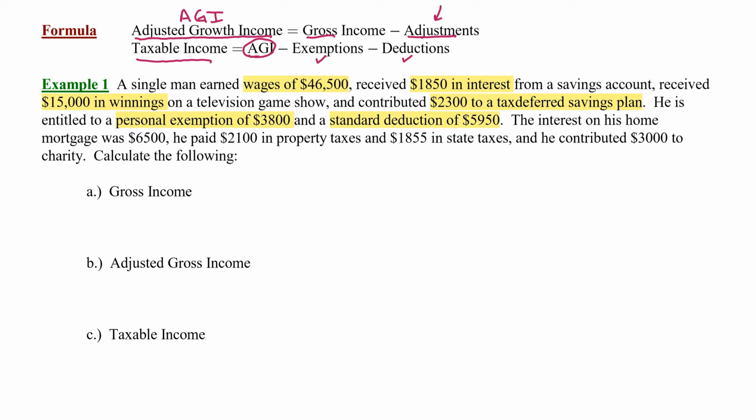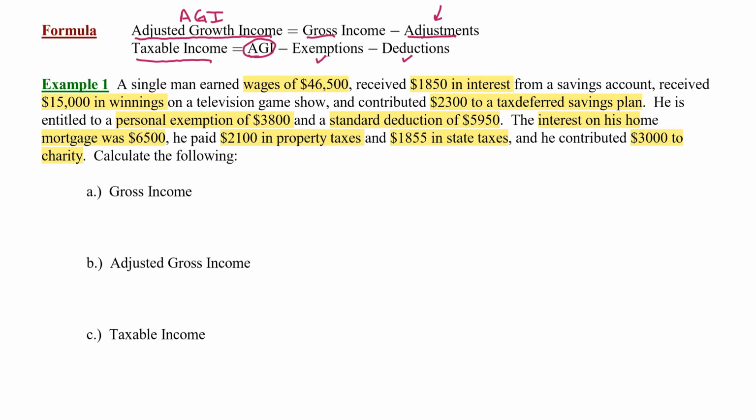The interest on his home mortgage was $6,500. He paid $2,100 in property taxes, $1,855 in state taxes, and he contributed $3,000 to charity. Calculate the following. Okay, first thing we want to do is calculate his gross income.